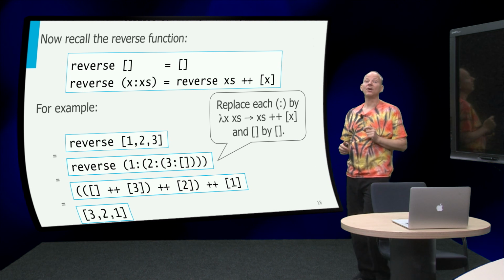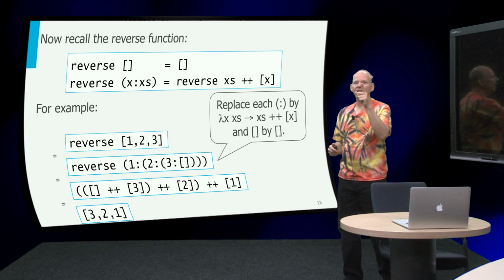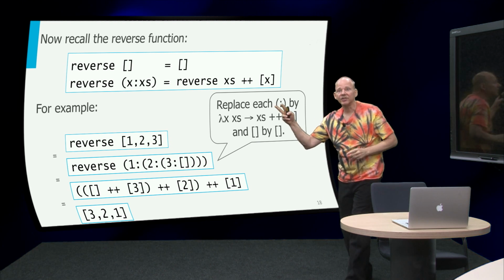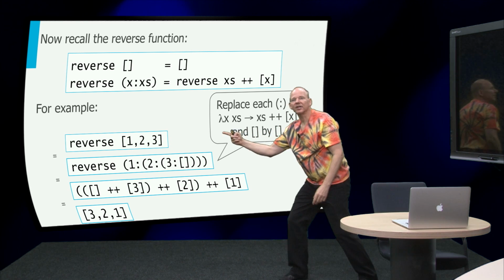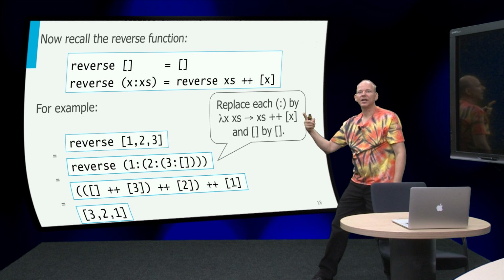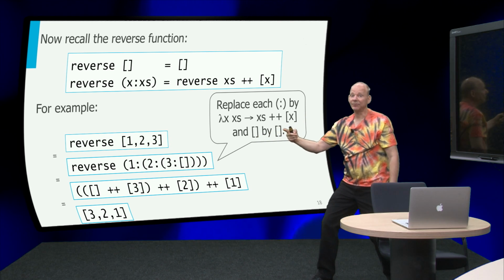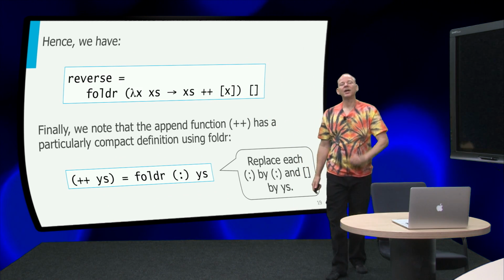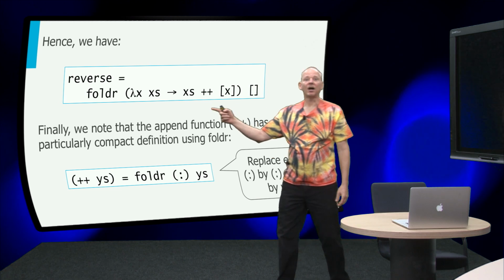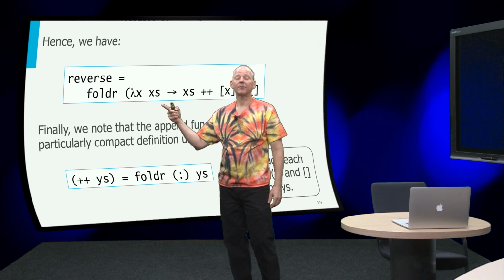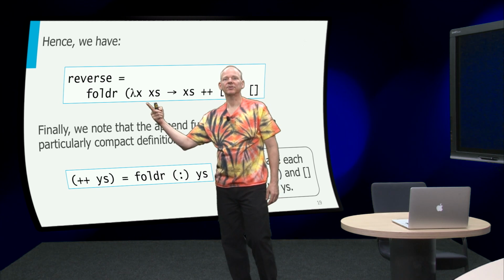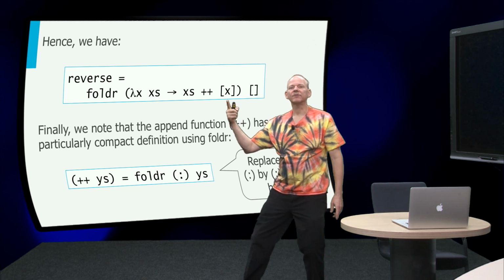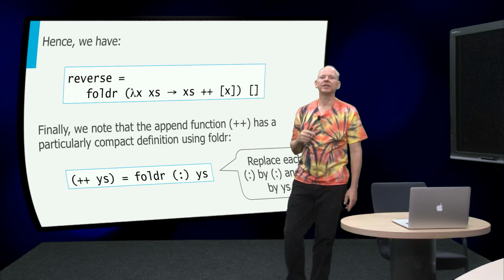So if we replace cons with the function x's goes to x's cons x, so there you see that it's swapped. The x appears to the left here and to the right here, and we replace empty list with the empty list, then this all works out. All right? So we can define reverse as fold R of this function, where we replace cons by the function cons, which takes a value and something else, and we put x to the right, because we're reversing the list, and the empty list is already reversed.